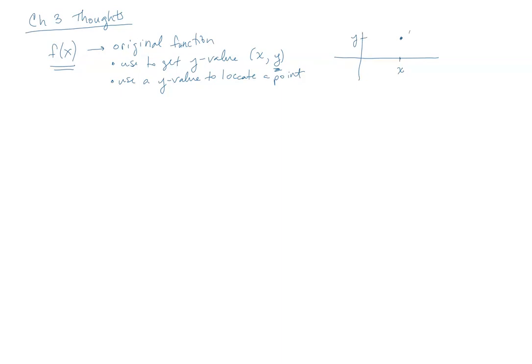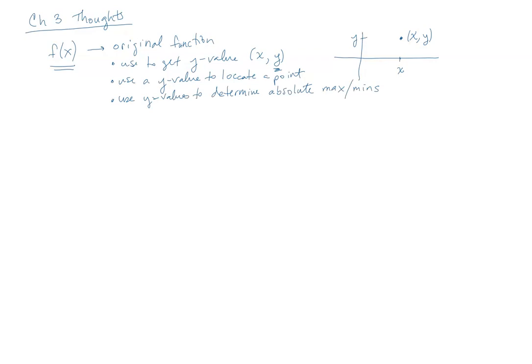And when is that useful? Well, with our max-min work. We like to know how high is a max, how low is a min. And so that y value is really useful for that. It's particularly useful when we're looking for absolute max and absolute mins, because that highest y value is our absolute max. The lowest y value is our absolute min.